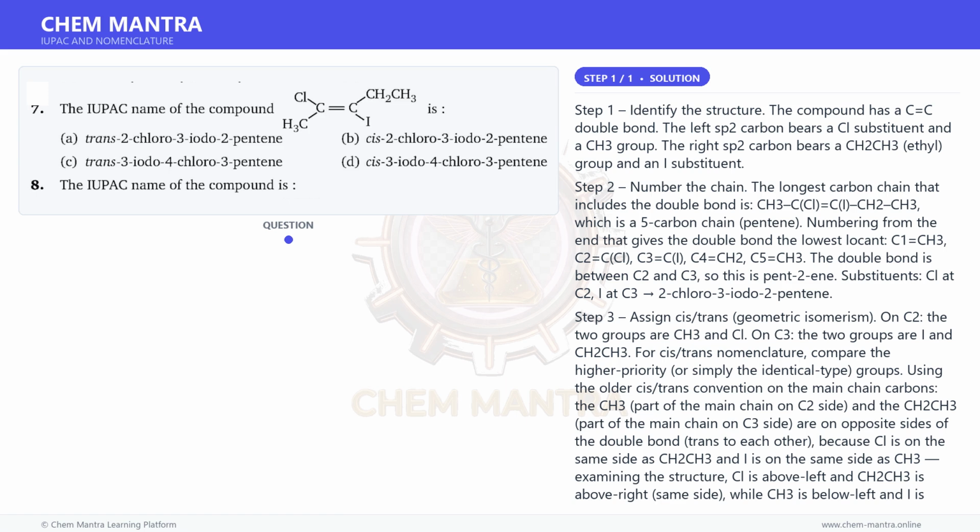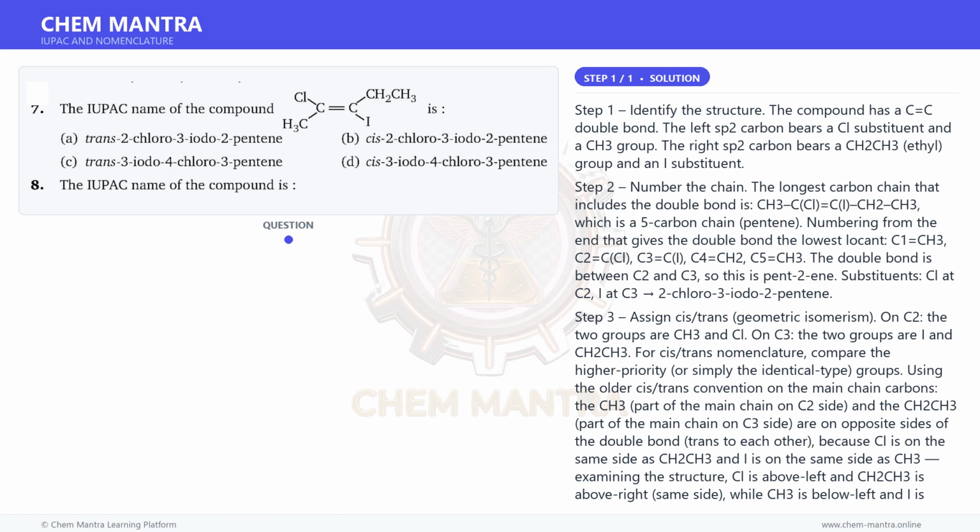Step 2. Number the chain. The longest carbon chain that includes the double bond is CH3-CCl=CI-CH2-CH3, which is a 5-carbon chain, pentene. Numbering from the end that gives the double bond the lowest locant, C1 is CH3, C2 is CCl, C3 is CI, C4 is CH2, C5 is CH3.